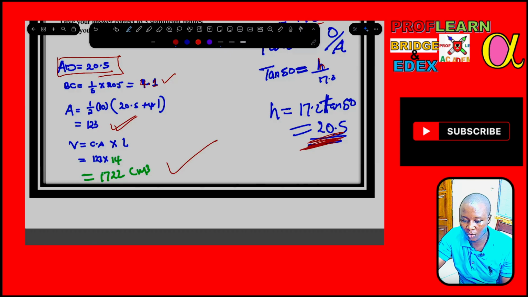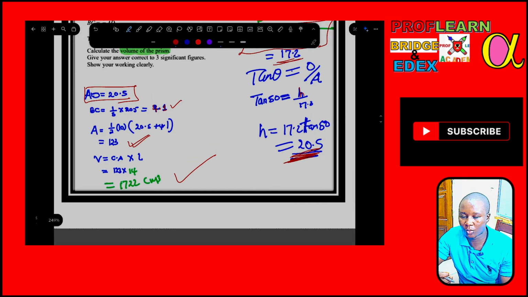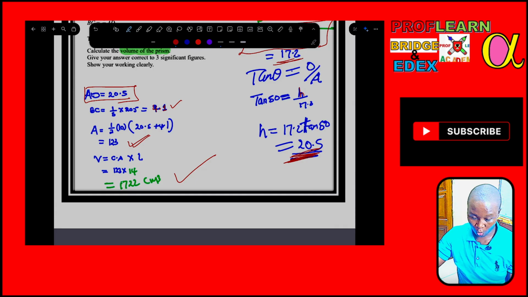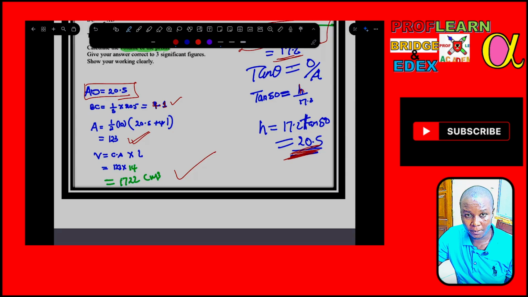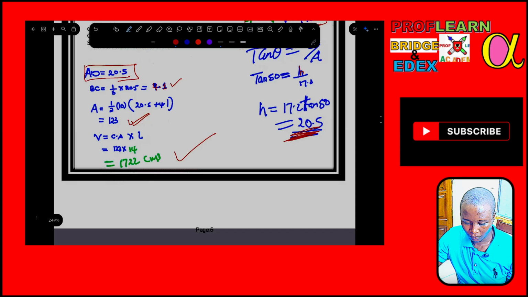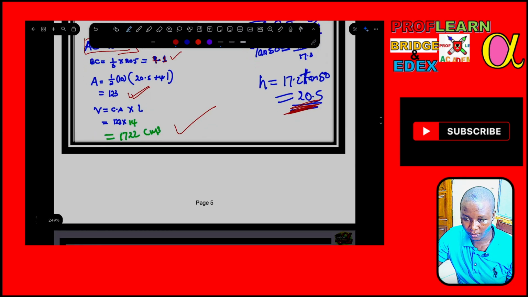So basically that's how you are supposed to work out questions to do with three-dimensional geometry, whereby you can be told to find volume, or to find the angle between a line and a plane. Remember how to use SOHCAHTOA, cosine rule, sine rule, as well as the concept of Pythagoras theorem.